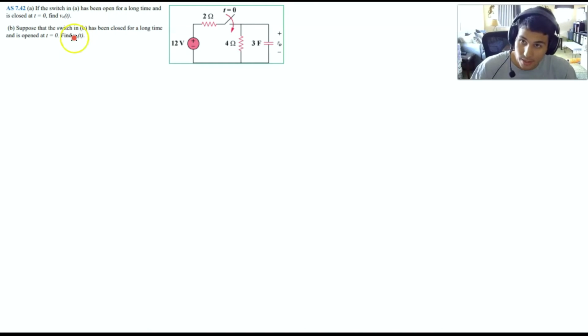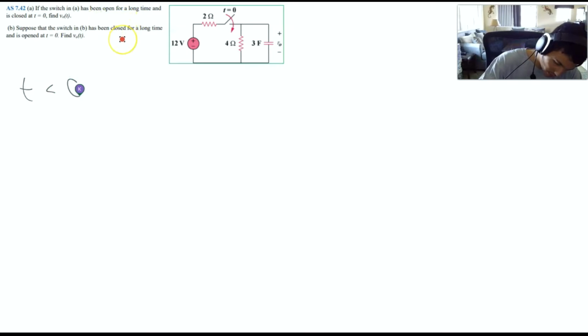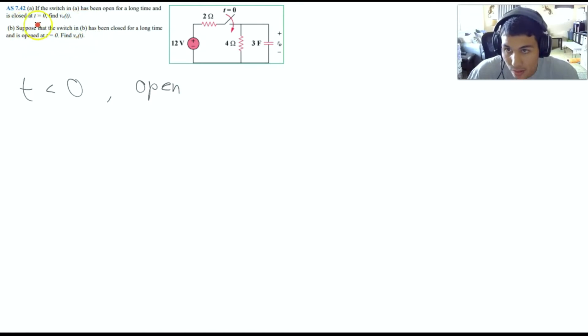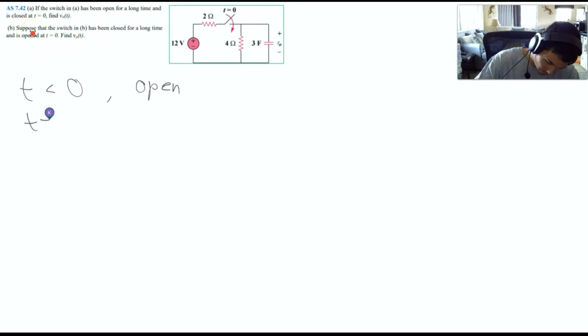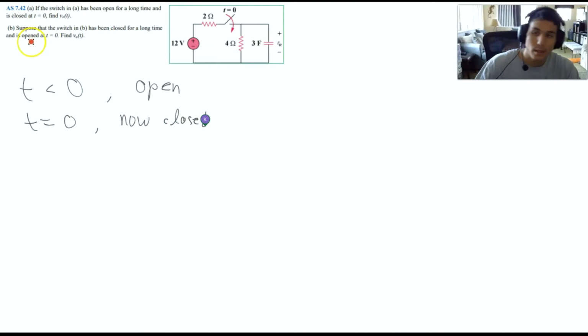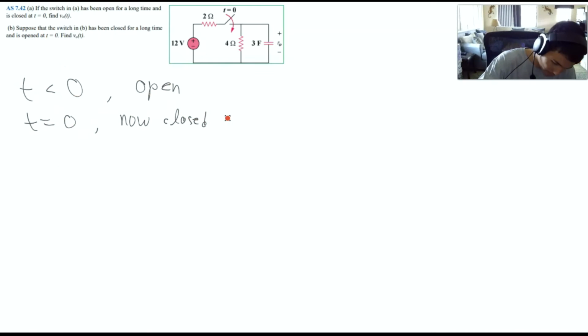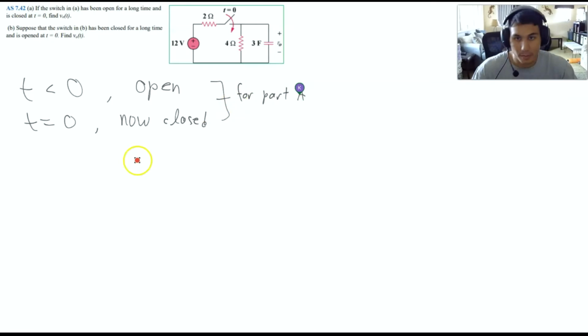Okay, let's analyze here. If the switch in A has been open for a long time, so we'll write t less than 0 means open, and is closed at t equals 0. So at t equals 0, it's now closed. This is for part A. I literally recommend writing this stuff out like how I'm doing right now.